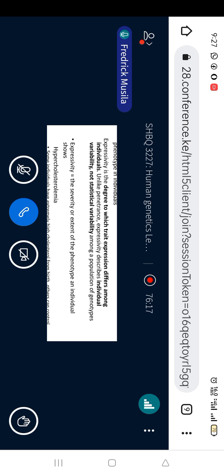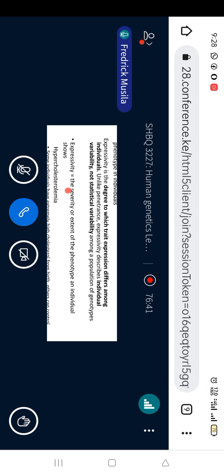So sometimes the same genotype will produce different degrees of phenotype in individuals. This is what we call expressivity. Don't confuse it with penetrance. Expressivity is the degree to which a trait's expression differs among individuals expressing it. But unlike penetrance, expressivity describes individual variability, not a statistical variability.